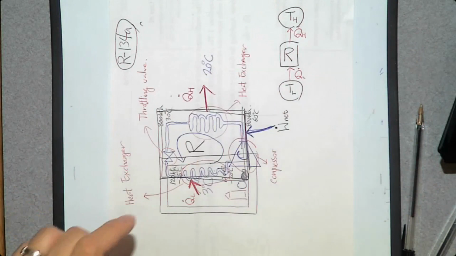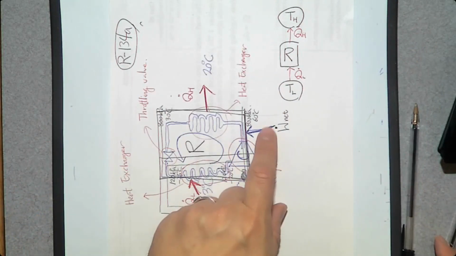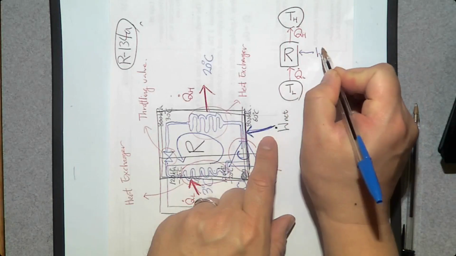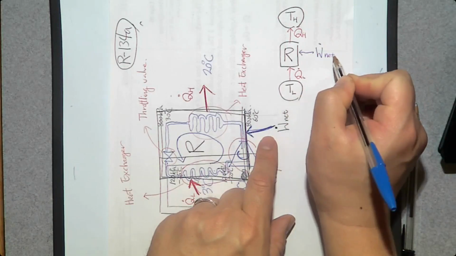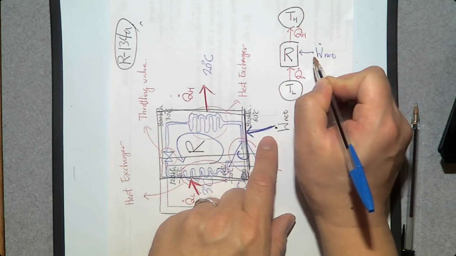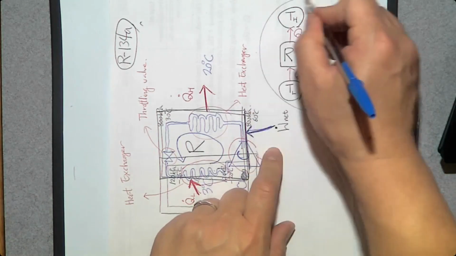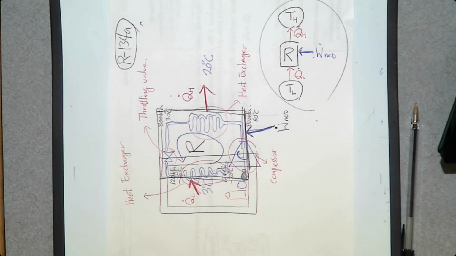And to make that happen, what we need to do? We need to run this compressor. So we have W.net, which was not produced, was consumed by the refrigeration system. So this is a refrigeration system. Then, how can we analyze this refrigeration system?